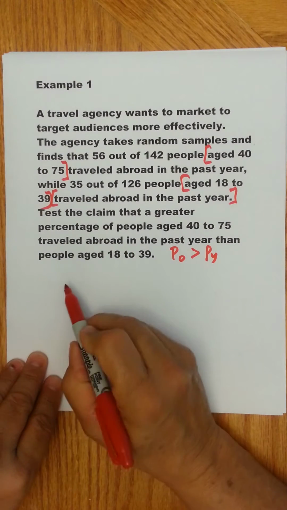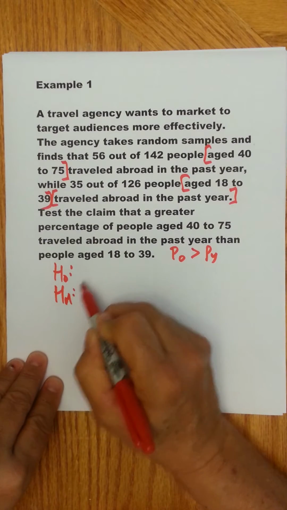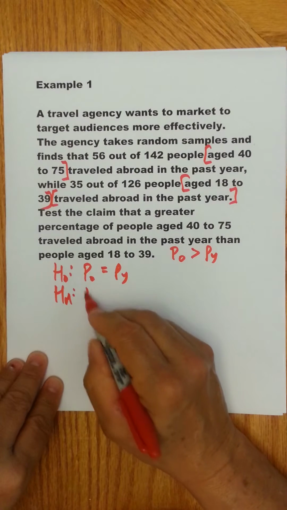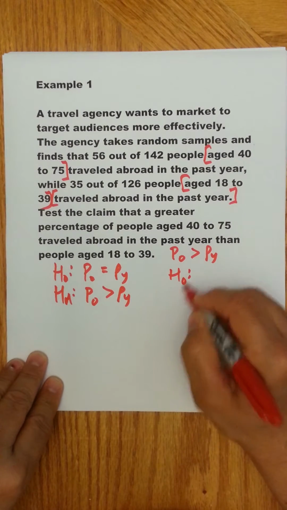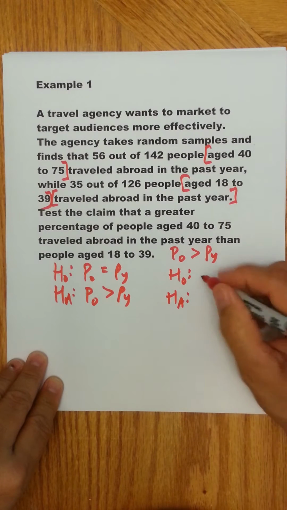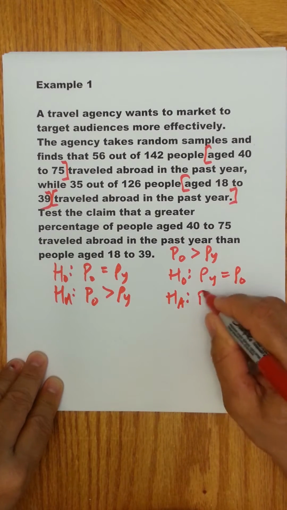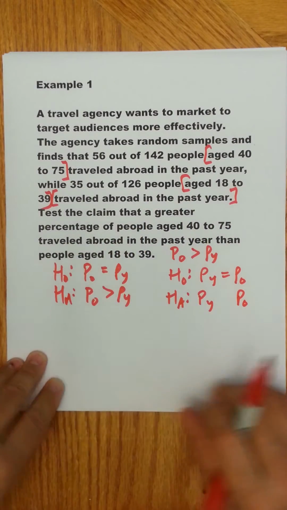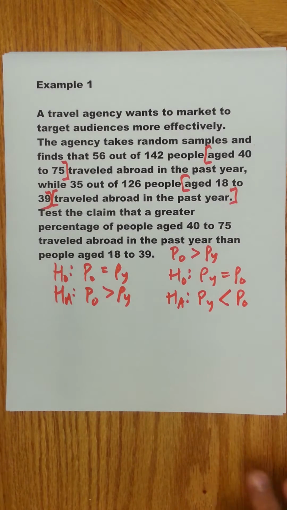Now, if I were to write my hypotheses, remember 4 different forms that I could have. P of O is the same as P of Y. P of O is greater than P of Y. And then if I change the order in which I write those, I could have put Y first and then O. In that case, the alligator mouth is eating the O, so you're going to have the same thing here, P of O is greater than P of Y.